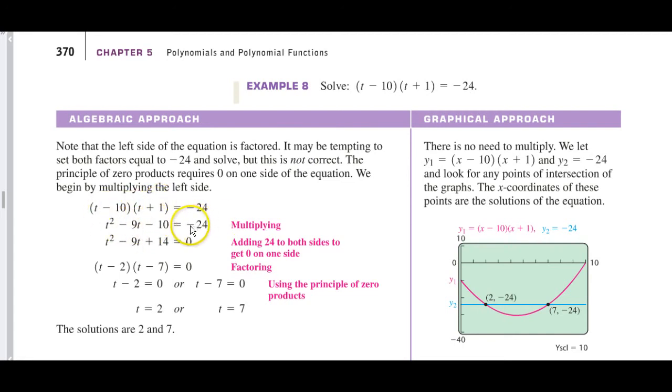We need to move the -24 over to this side, where it becomes a +24, and a -10 gives us a 14. Now we have to factor this into its factors, equate each of its factors to 0, transpose, and we have t equals 2 or t equals 7. And then they're just showing part of the graph. There's our 2, and there's our 7. Okay?